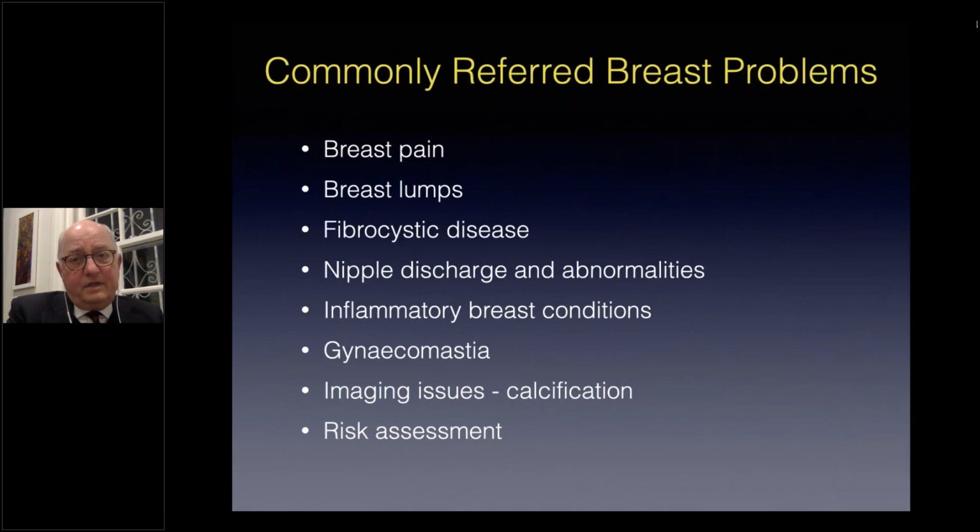The problems that I see referred mainly are breast pain, breast lumps, fibrocystic disease, which is really just a variation on the breast pain and breast lump symptomatology, nipple issues such as discharge and other abnormalities because of the fear of Paget's disease mainly, I think, a number of inflammatory breast conditions, Gynecomastia, and also some imaging issues that are referred along because of not complete clarity in regard to the reporting, and in the main, that is associated with calcification and possibly risk assessment, because I've sent quite a lot of ladies who are concerned about their families and their risk and how to best manage their monitoring and their follow-up.